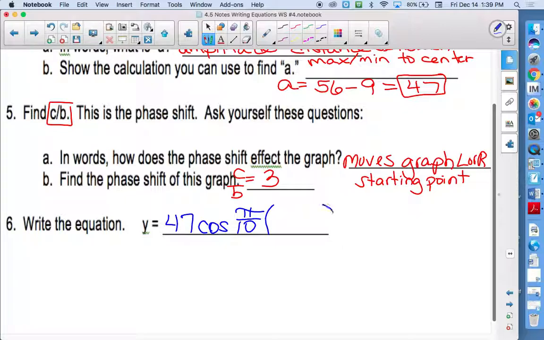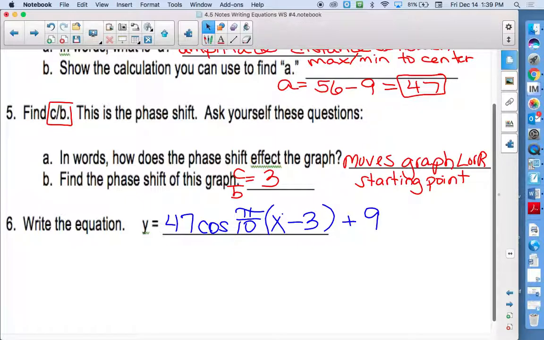And then the phase shift is the only thing that goes in the parentheses. And that's this 3, and it would be x minus 3. It's a minus because the standard form of the equation is minus. So when you plug that 3 in, you have an x minus a positive value of 3. And then the last thing, the D value, I think was 9 from the other side. Or above. Questions?